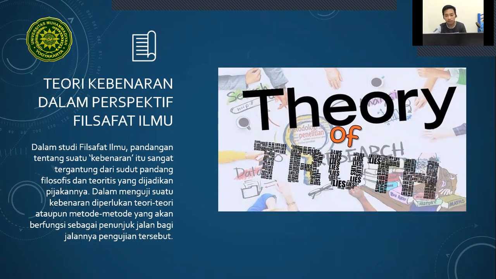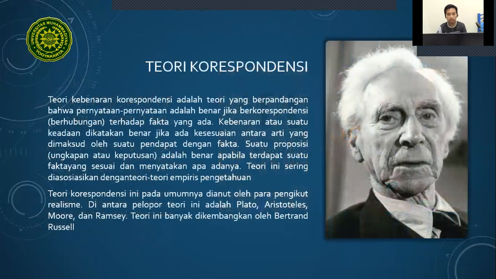In the study of philosophy of science, the view of a truth is highly dependent on the philosophical and theoretical point of view on which it is based. In testing a truth, theories or methods are needed that will serve as a guide for the course of the test. Here are some theories about truth in the perspective of philosophy of science. Number one is correspondence theory.